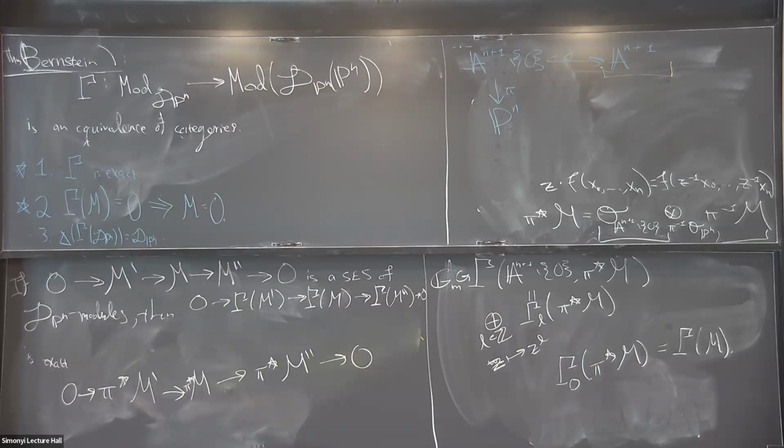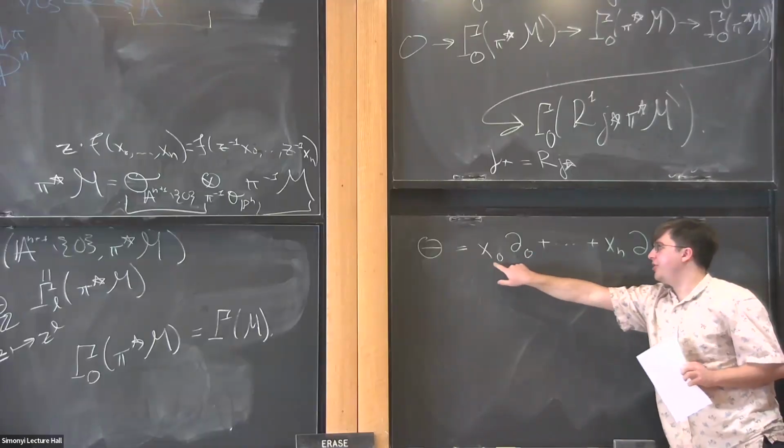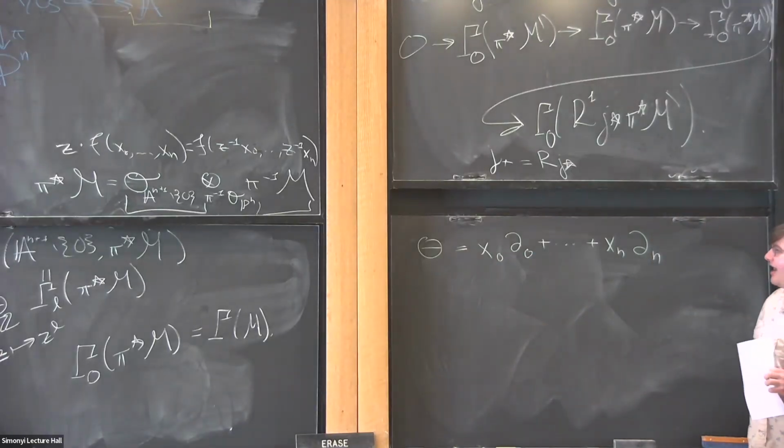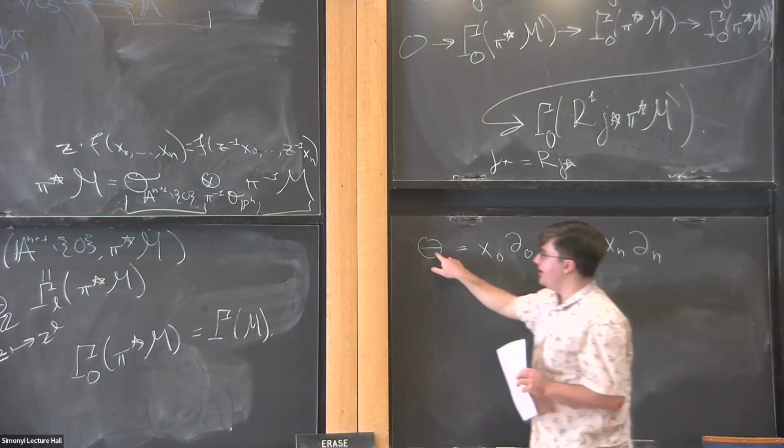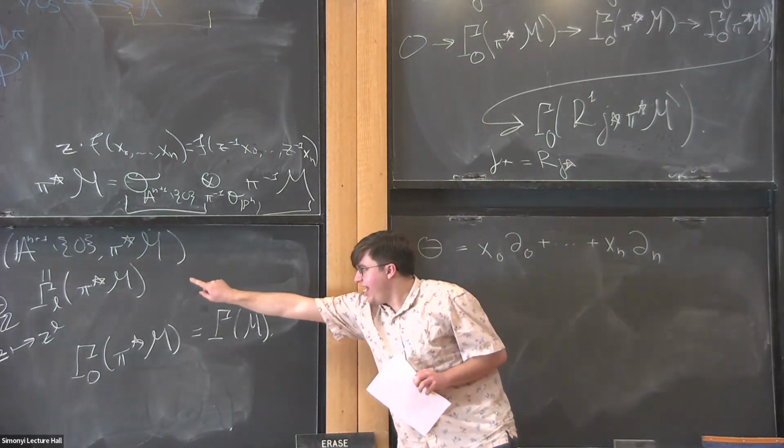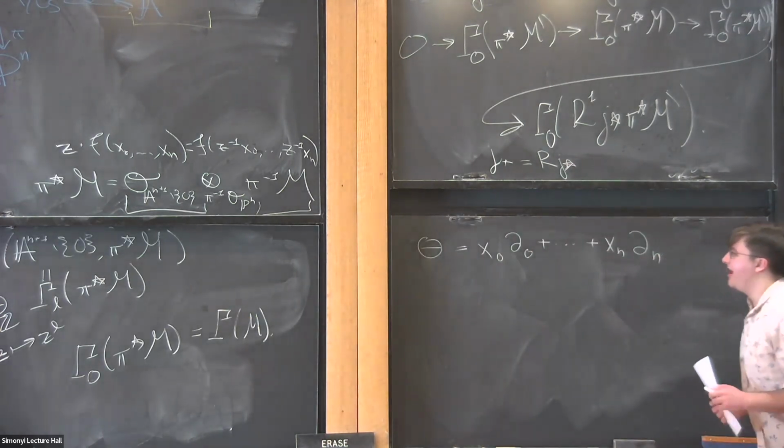Yeah, so now we have this Euler vector field. How do we actually do this computation? Well, Bernstein's very clever idea to prove that gamma 0, R1 j lower star, pi upper star, M prime vanishes, is to look at the Euler vector field, which is this differential operator. You differentiate with respect to some variable, and then you multiply by that same variable. And the nice thing about the Euler differential operator is it behaves very compatibly with the Gm action.